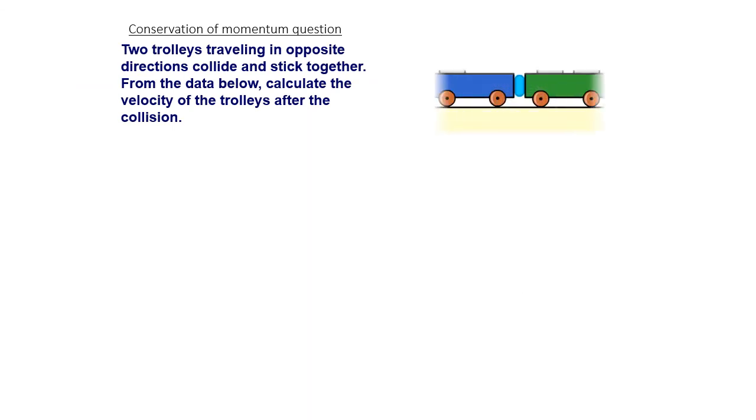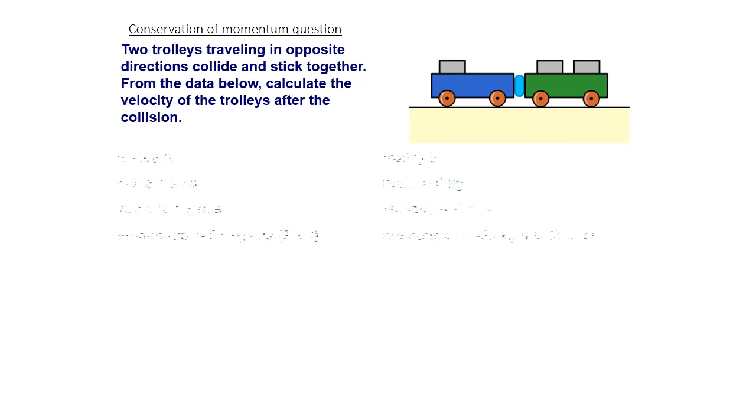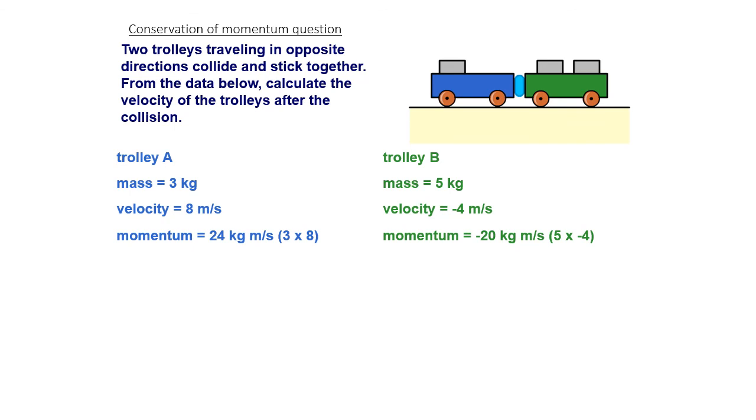There is another example where two trolleys are traveling in opposite directions. As I told you, when the trolleys are coming in opposite directions, their momentum is opposite to each other. So one will be positive, one will be negative. From the data below, calculate the velocity of the trolley after the collision. The data for trolley A is in blue and the data for trolley B is in green. You can pause this video and try your answer.